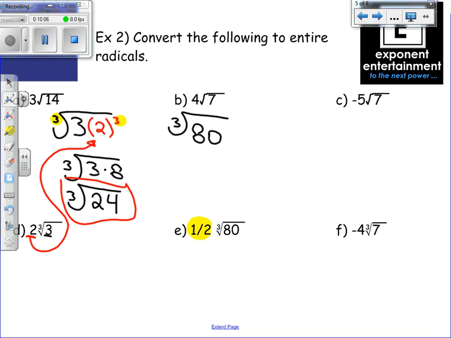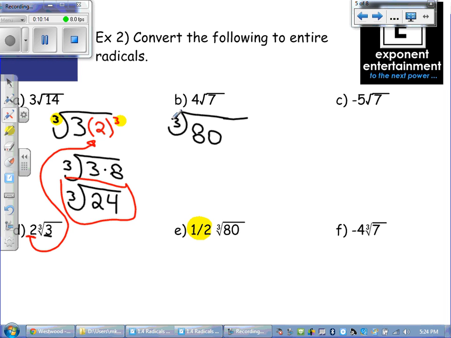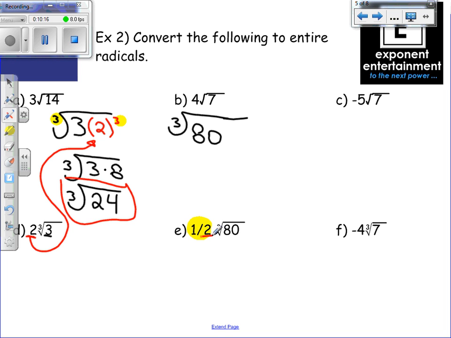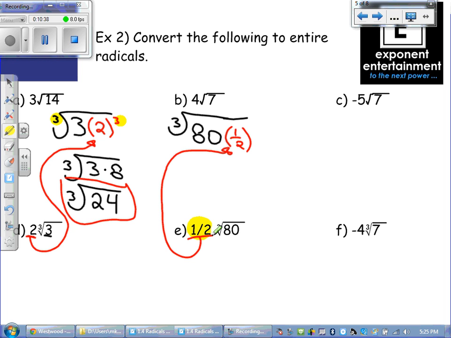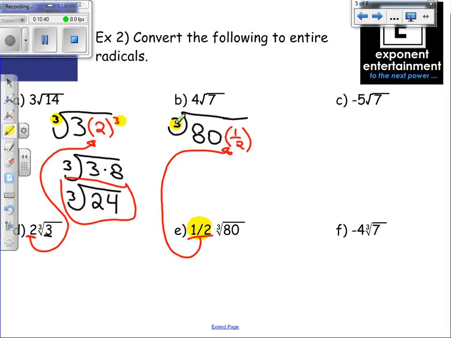Now, how are we going to bring a fraction underneath? It's a good question. What we need to do is take that fraction and treat it the exact same. We're going to put it in brackets and just move it right on up there. So, brackets 1 over 2. It's still a coefficient, so we still treat it the same. What power do we have to raise it to? We have to raise it to the power of 3 because the index is 3. All to the power of 3.